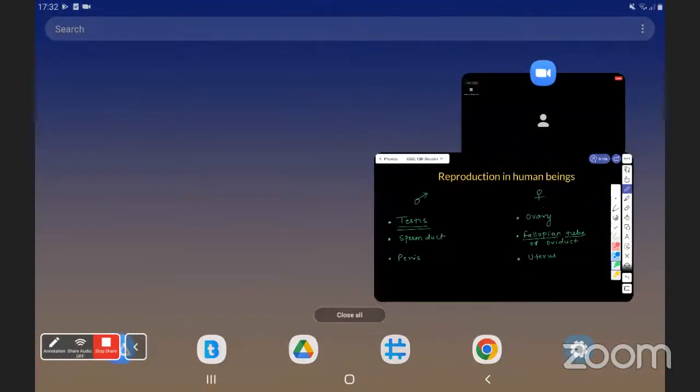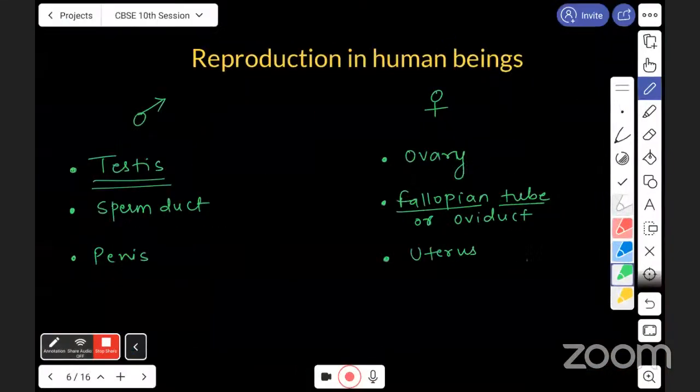Okay. Now the screen will be visible. Okay, there is some internet issue, because of which the screen sharing is stopping, okay. I have shared it now.